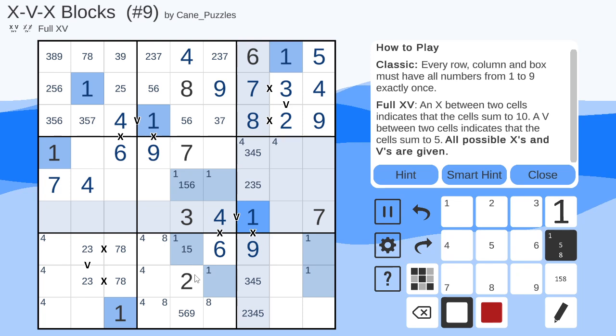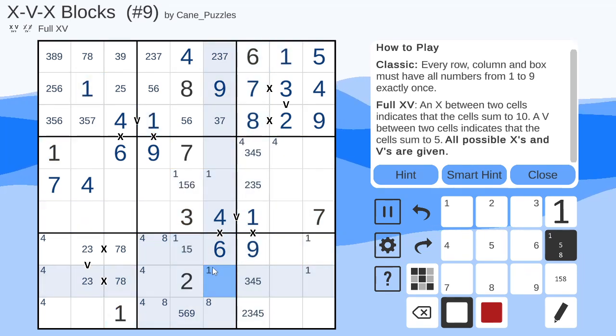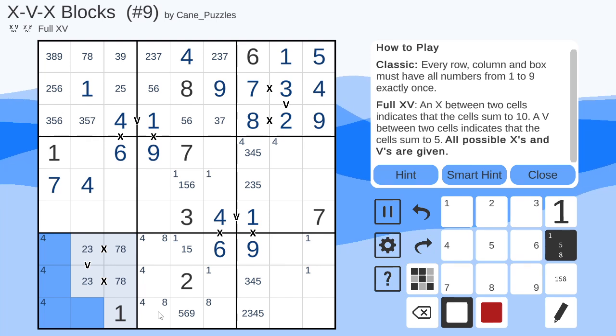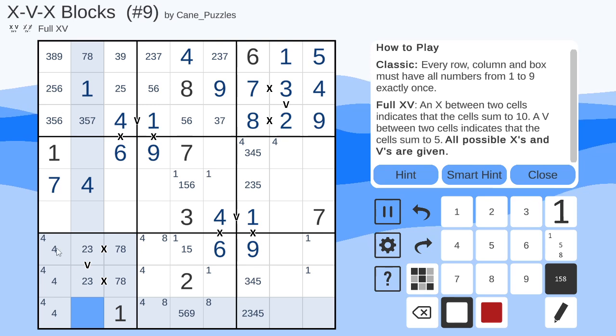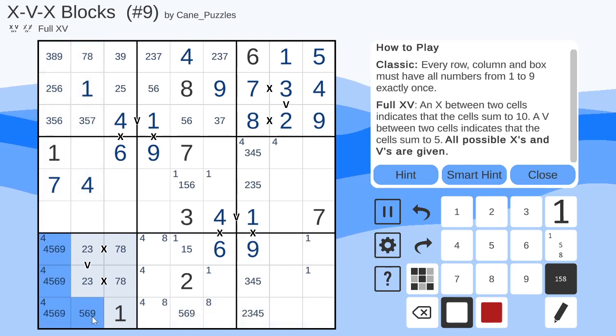Yeah, we got this weird X-wing turn, although I think that's also considered a swordfish. What are we missing here? We know there's a 4. 3, 4, 5, 6, and 9.